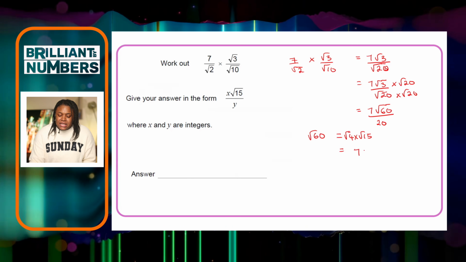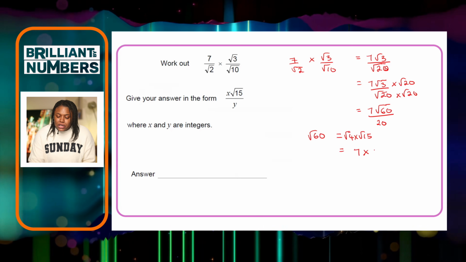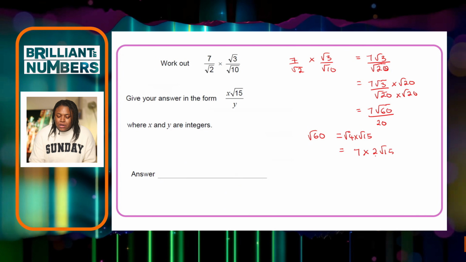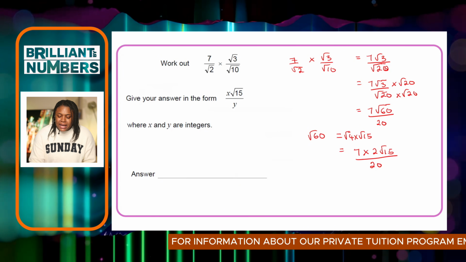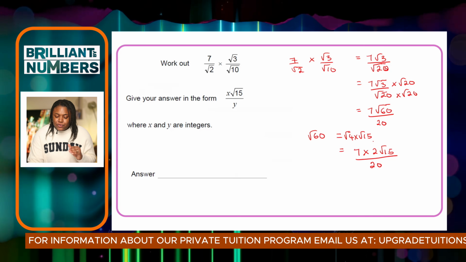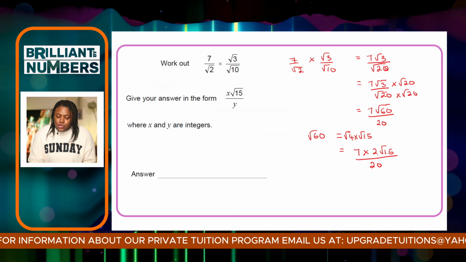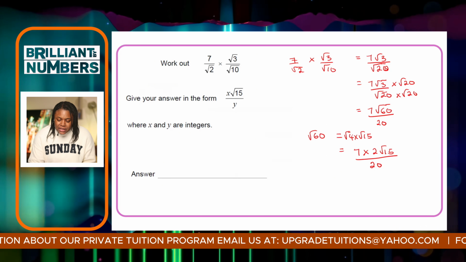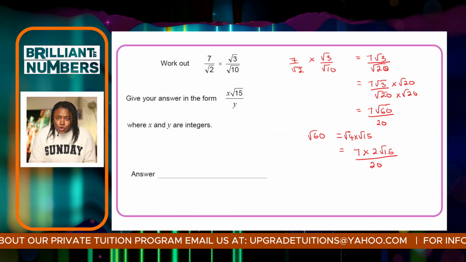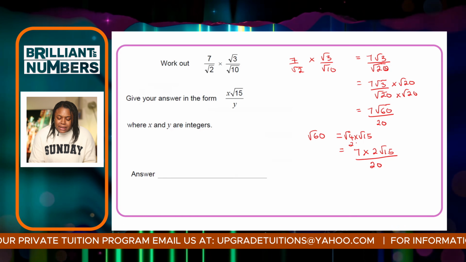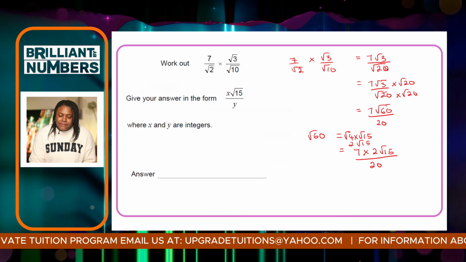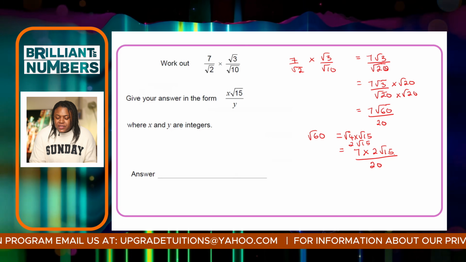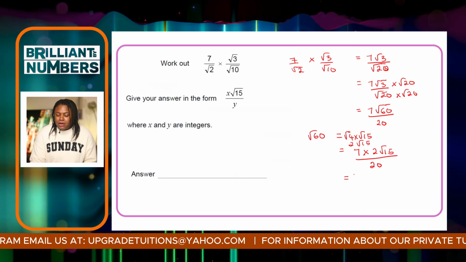So 7 times by root 4 is 2. So square root of 4 is 2, and then root 15 over the 20 we had. Just to make sure you haven't lost your train of thought, root 4 is 2. So instead of root 60, I'm writing 2 root 15. Root 4 is 2, and that's how we got 7 now. Instead of root 60, we are multiplying it by 2 root 15. So let's simplify, and that's our final answer.